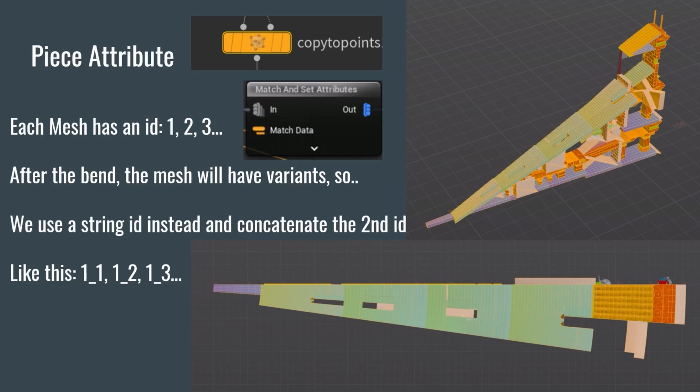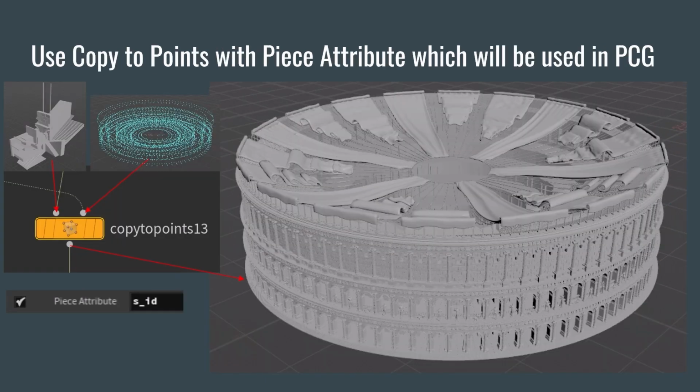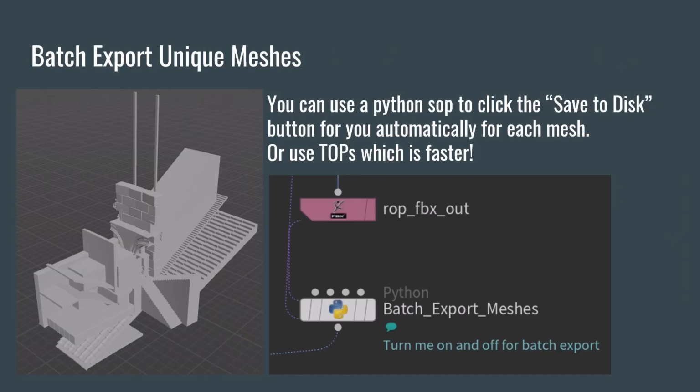A cool way of keeping track of variants alongside mesh IDs is by concatenating the mesh IDs and the variant IDs in a string attribute, something like 1_1, 1_2, 1_3, etc. After bending, the list of meshes used are different from the original modules, so now we need to extract them without any duplicates. Then we use the extracted meshes and the point cloud with the concatenated string ID in the copy to points. Too many meshes to export manually.